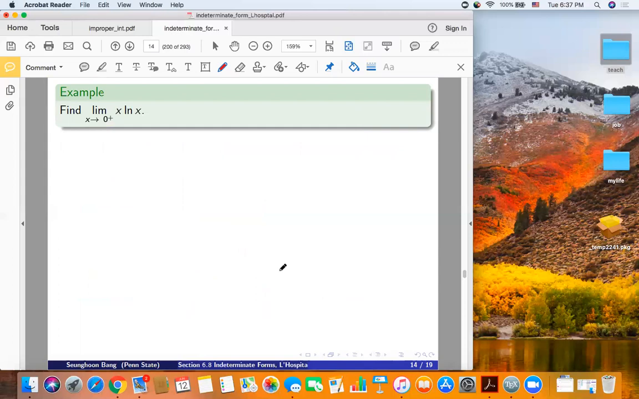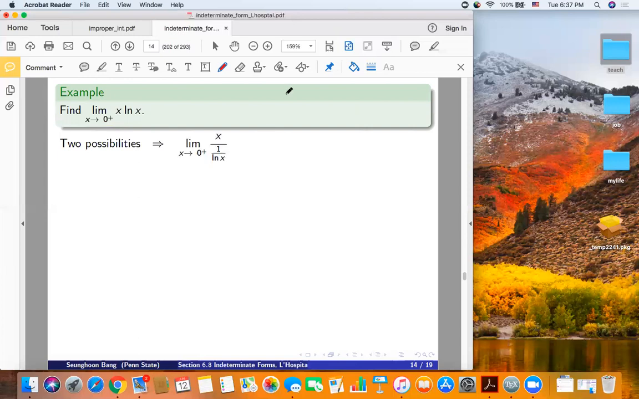Here, let me see. There are 2 possibilities. Before that, you can plug 0 in here. As the x value approaches 0, what is ln of x? ln of x is going to minus infinity. So exactly 0 times infinity, the 0 times infinity indeterminate form. How can we solve it? We have 2 possibilities.